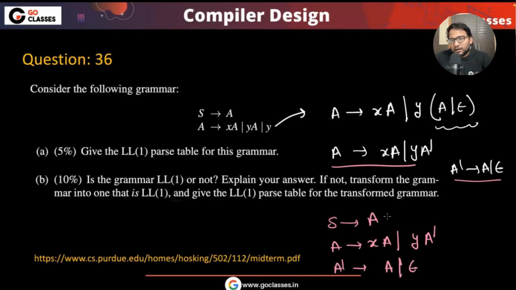See here, is this LL1? Tell me. Because of this, no problem. This is X, this is Y, no problem. This is A, which means it will go to X and Y. This will go to follow of A dash. Follow of A dash is follow of A, which is dollar. So it will go to dollar. And the other will go to X and Y, right?